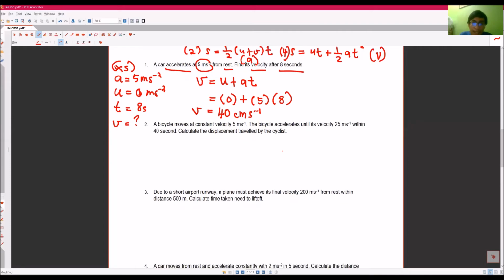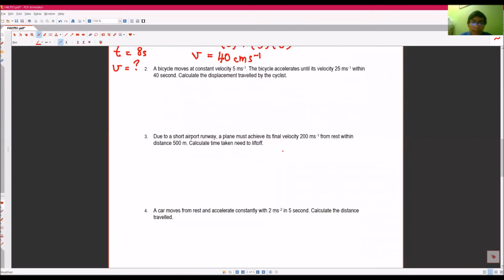Okay, so next, the bicycle moves at constant velocity, 5 meters per second. So we can make it u, 5 ms-1. The bicycle accelerates until its velocity is 25 ms-1 within 40 seconds. So that's the time, 40 seconds. Calculate the displacement s traveled by the cyclist.